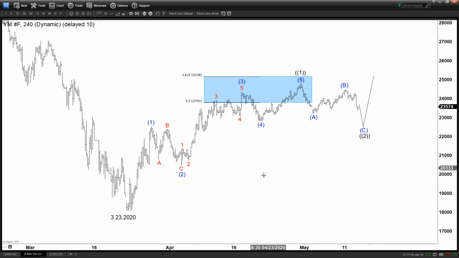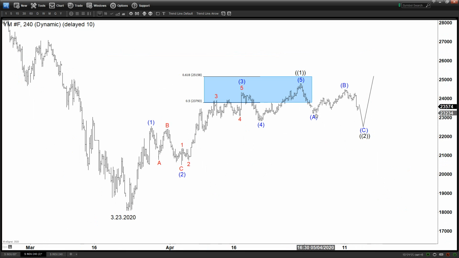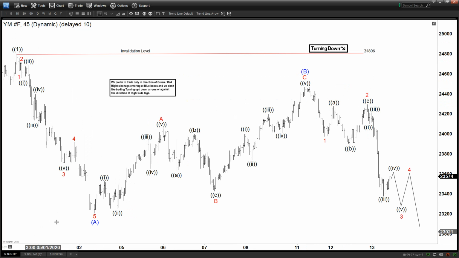So in the 1 hour we can see this one here in black, and then we got A, we got B, and this A is in 5 waves. This B is a zigzag ABC. So now we are within the C leg, which should also be in 5 waves, and technically we could continue to see more downside here in the shorter cycle as long as we stay below 24,806.